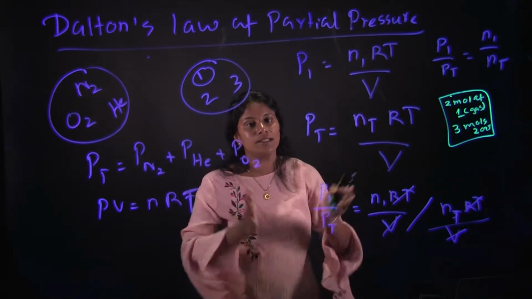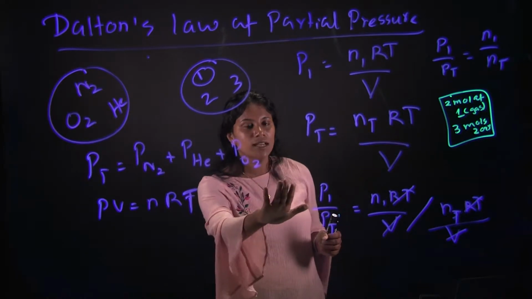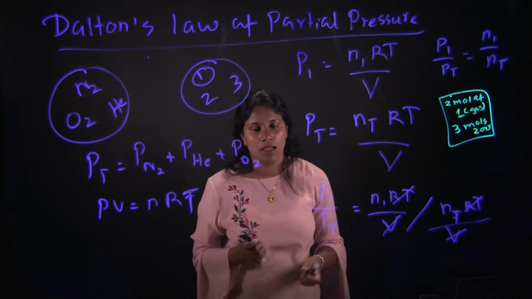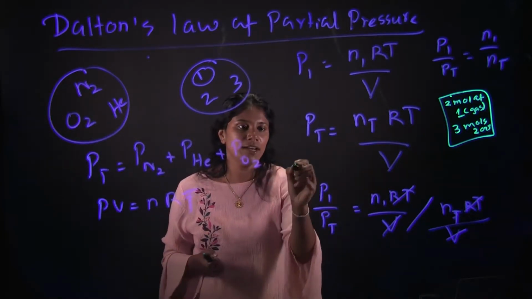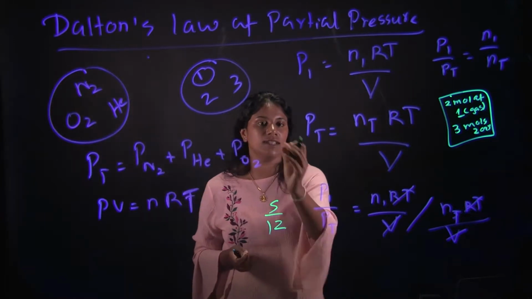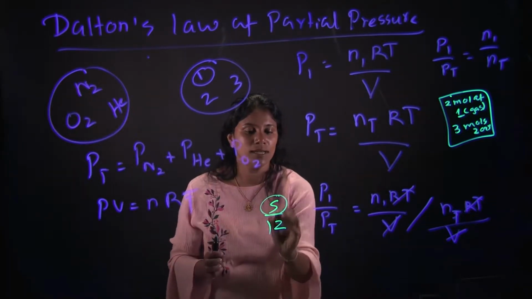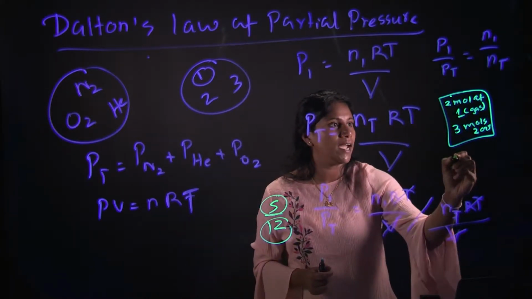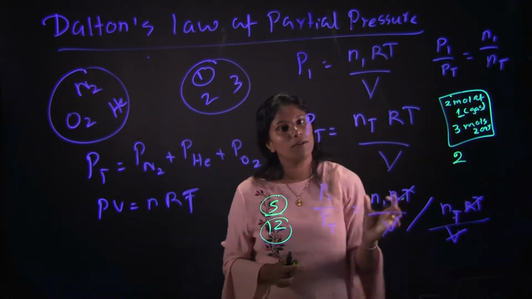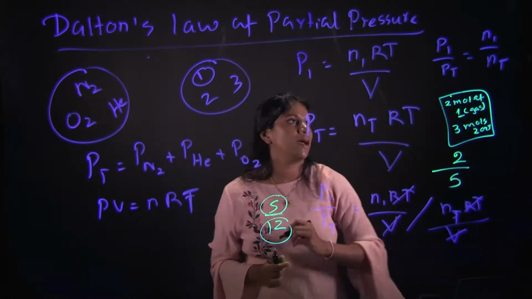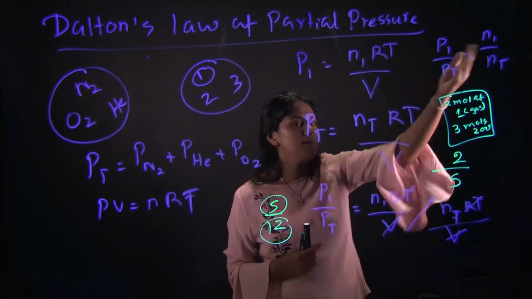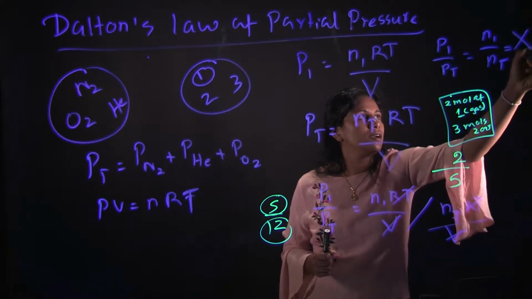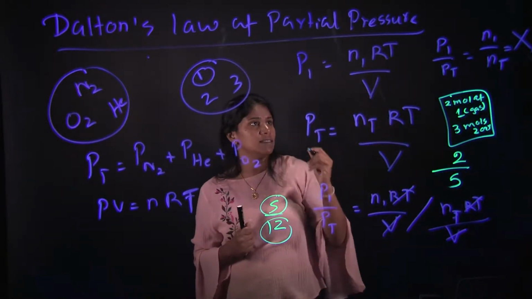Assume my class has 12 students. I have 5 girls, 7 boys. What is the fraction of girls in my class? You divide 5 by 12, right? That is the fraction of girls in my class. So you take the number of girls, divide by the total number of students. Similarly, mole fraction is you divide 2 moles by the total number of moles, which is 5, 2 divided by 5. So this is the mole fraction. Similarly, N1 divided by N total is the mole fraction for gas 1.